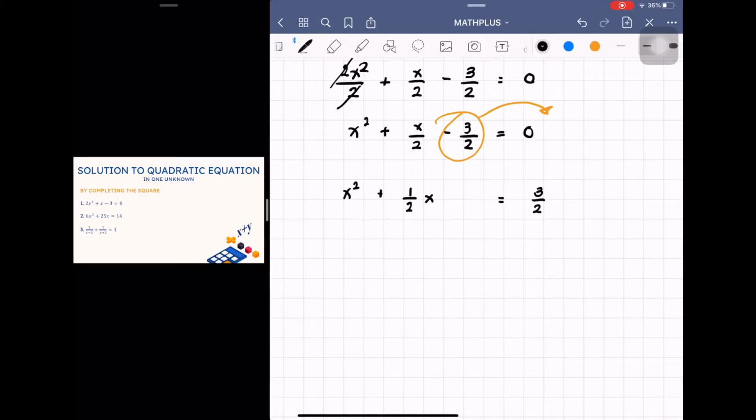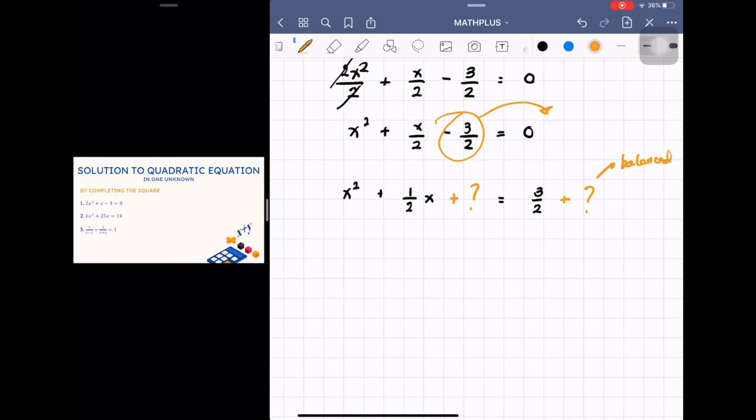You're going to find out what I should add to the left side of the equation to make the left side a perfect square trinomial. Of course, whatever you add on the left side of the equation, you also have to add to the right side of the equation to make the equation balanced.